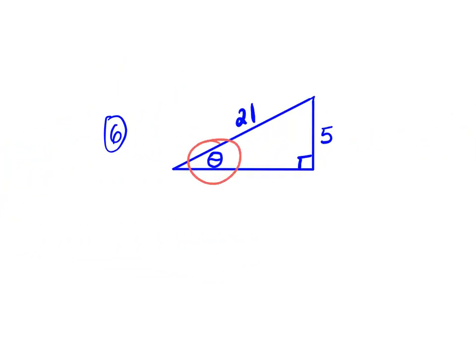Again, right here, they give us theta. What did they give me in reference to theta? They gave me the opposite side, and they gave me the hypotenuse. So what trig function uses opposite and hypotenuse? That would be sine. So sine of theta equals opposite over hypotenuse.